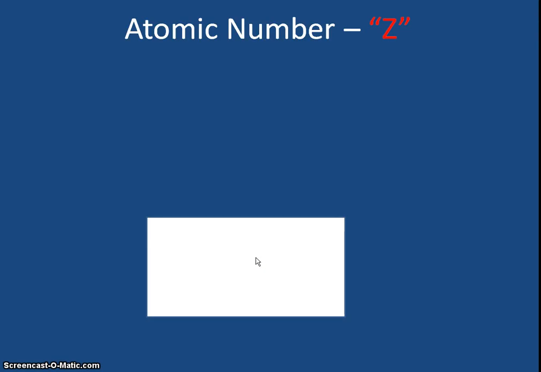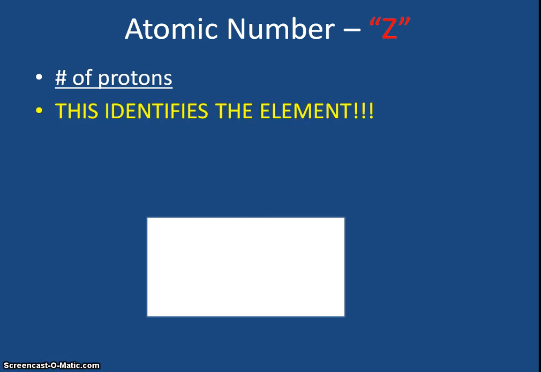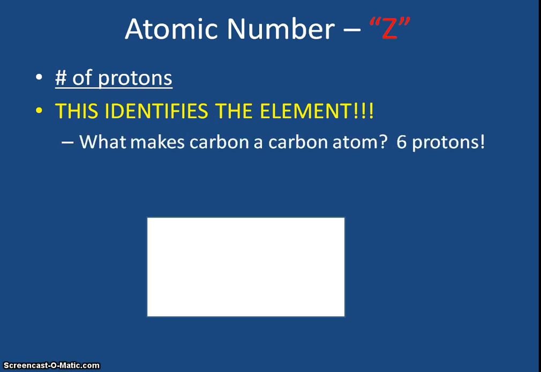The atomic number is a number in chemistry that is really important because it is the number of protons, but the reason that's important is because it identifies the element. Notice that I put it in yellow, capital letters, and exclamation points, and that indicates that it's extremely important. What I mean by the fact that it identifies the element is that the number of protons tells you what element it is.